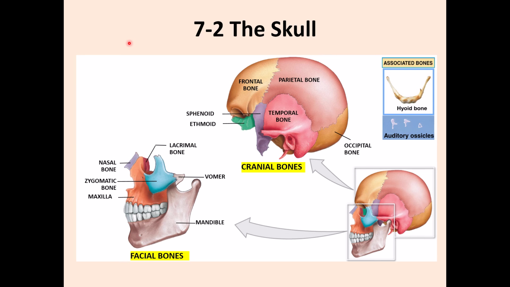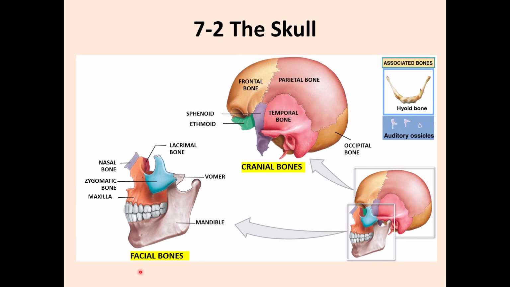So let's start with the skull. The skull is divided into 3 different parts. One is the facial bones, the other one is the cranial bones, and the last one is the associated bones. Some of the cranial or facial bones are single, and some others are paired, which means there is one on each side. When I talk about them, I will tell you which ones are paired, or one on each side, and which ones are unpaired, which means it is just a single one.